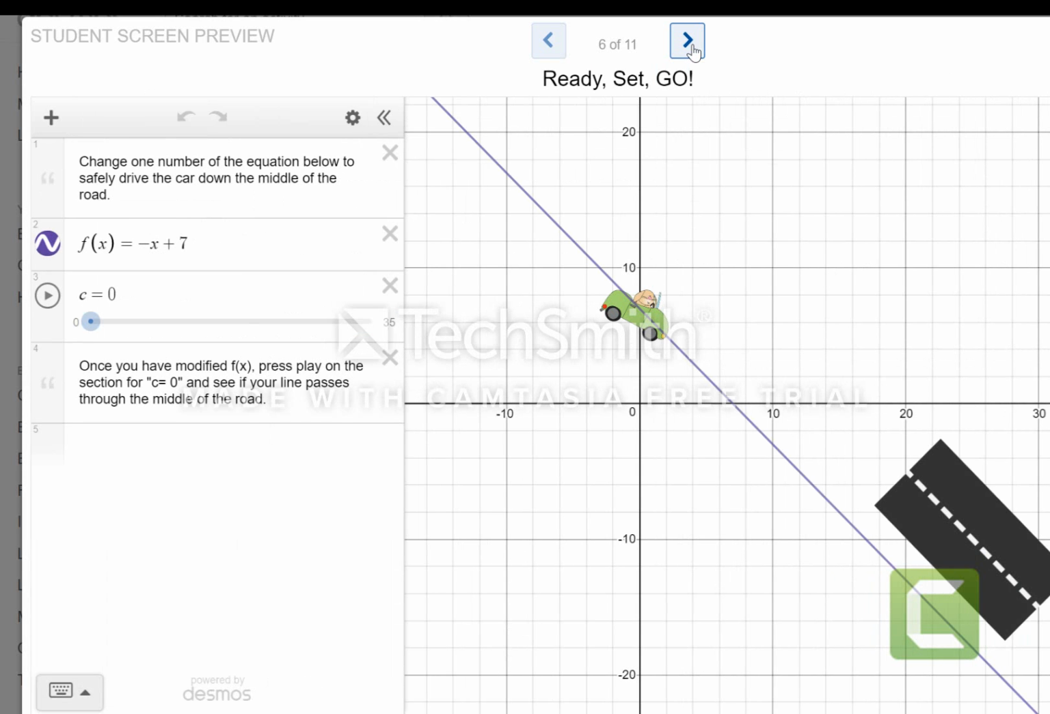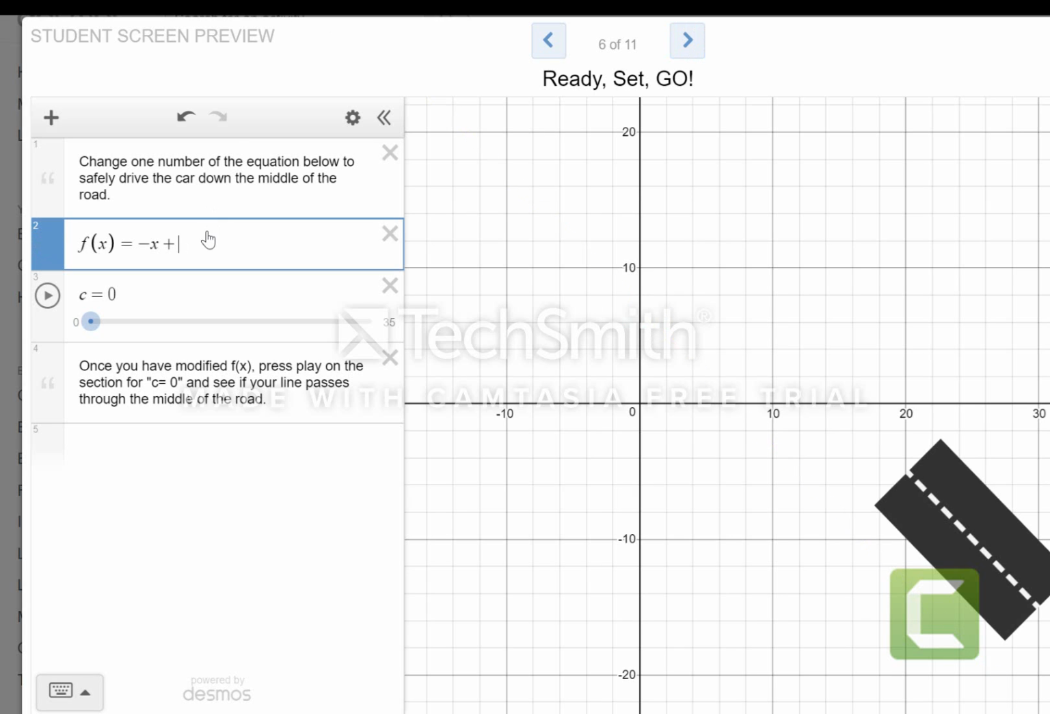Then in slide 6, you are already given an equation that you must modify in order to make the car pass through the middle of the road. This helps them visually understand the effect that changing the y-intercept or the slope has on the given graph line. For both the fifth and the sixth slides, students have the chance to modify or rewrite the equation as many times as they need until they get the correct equation.